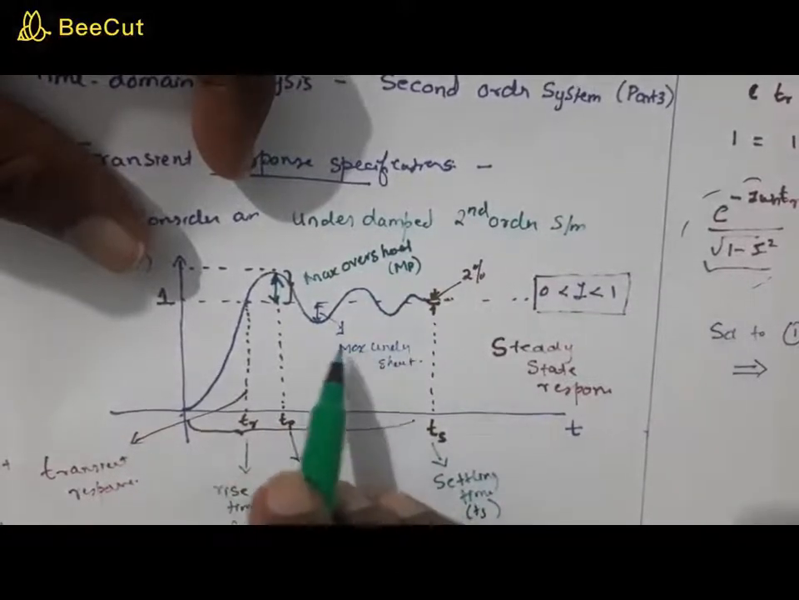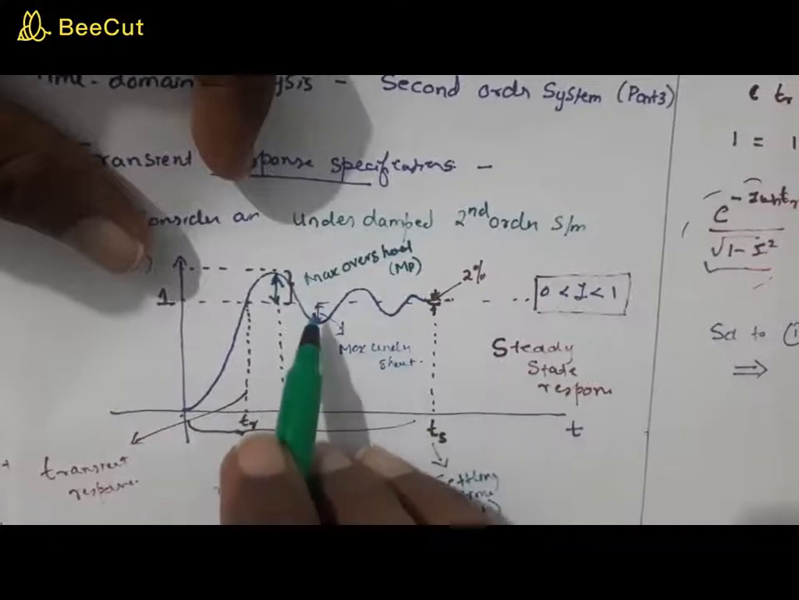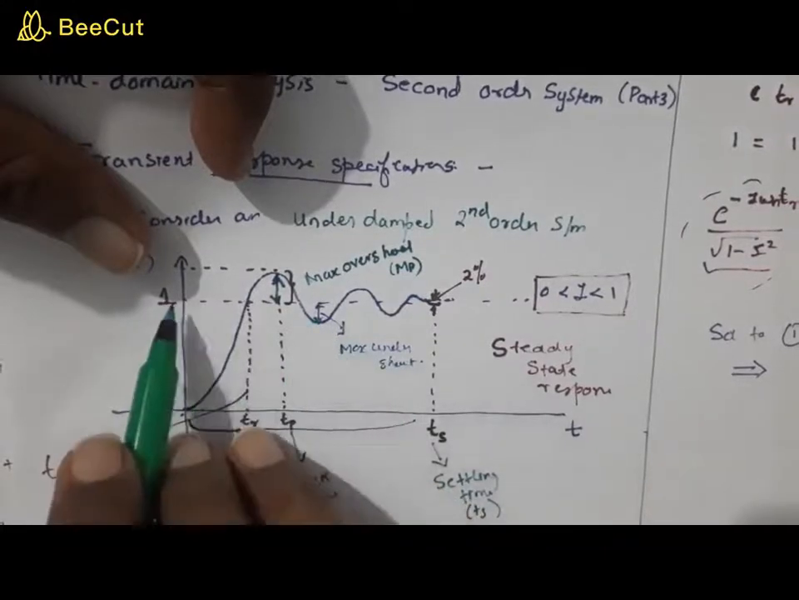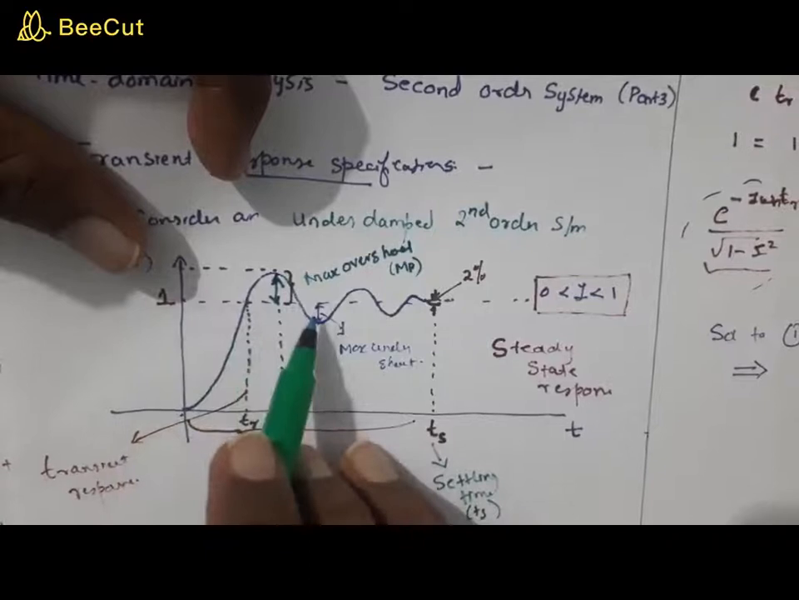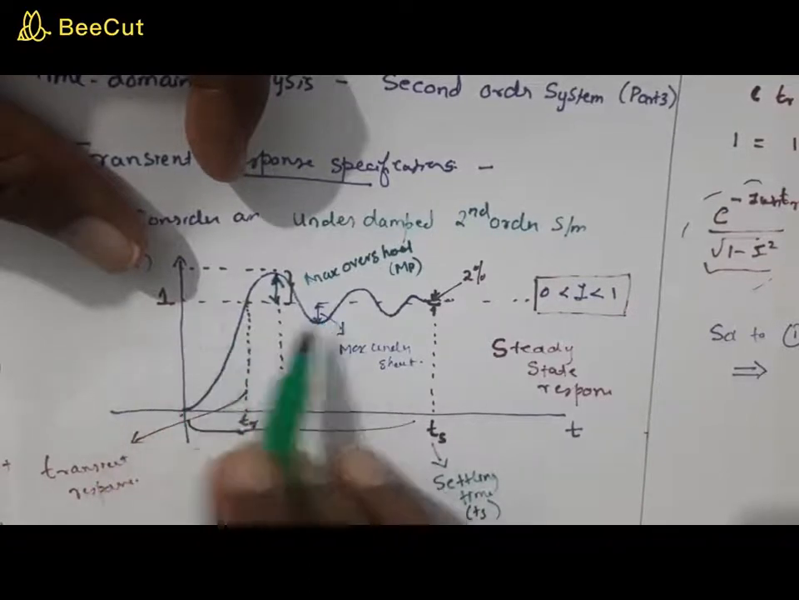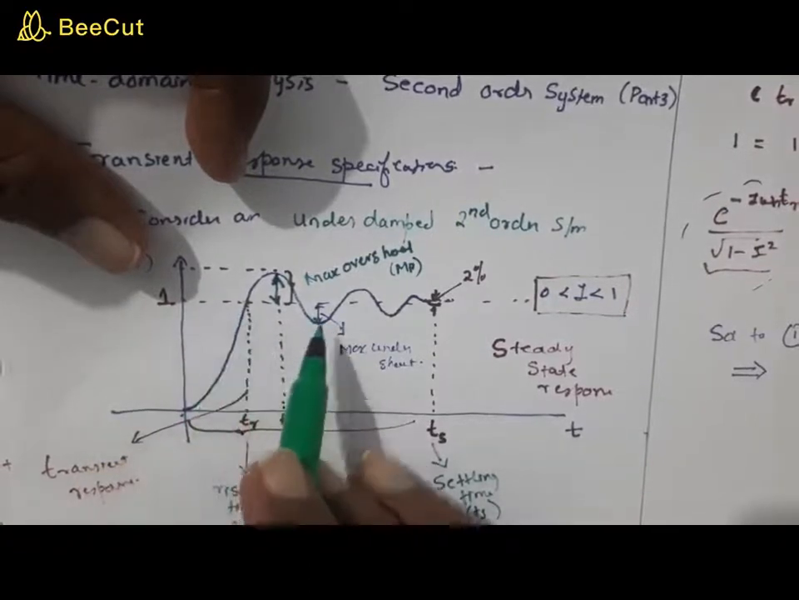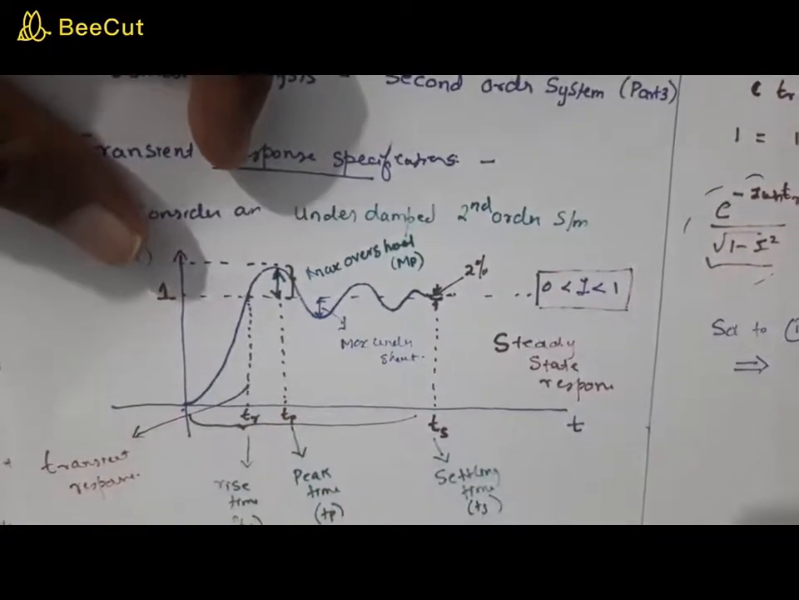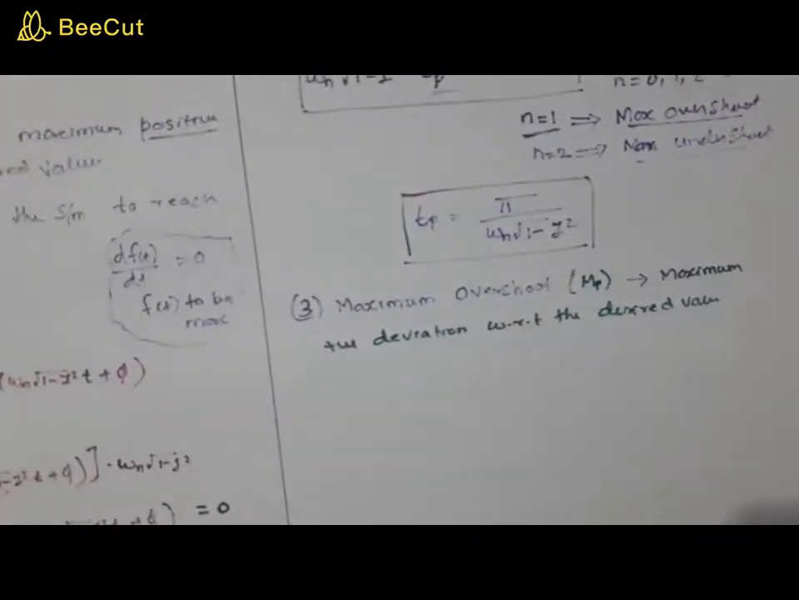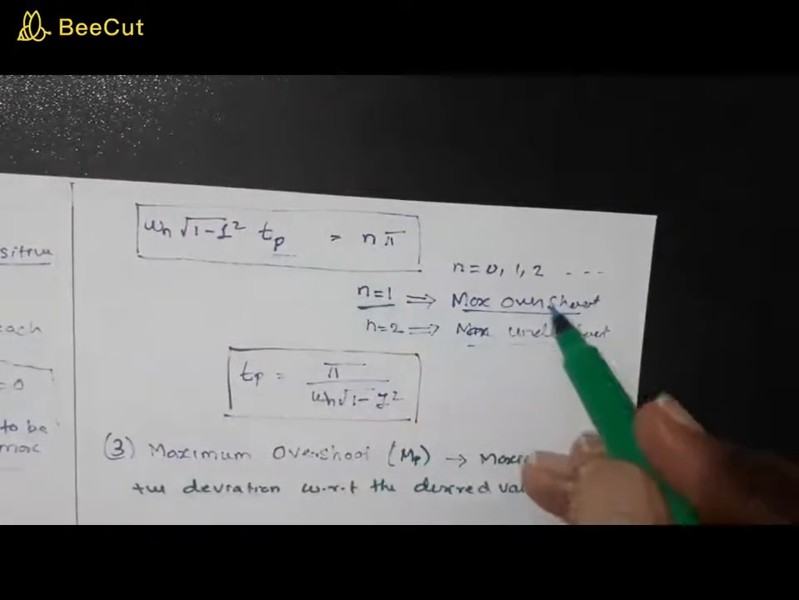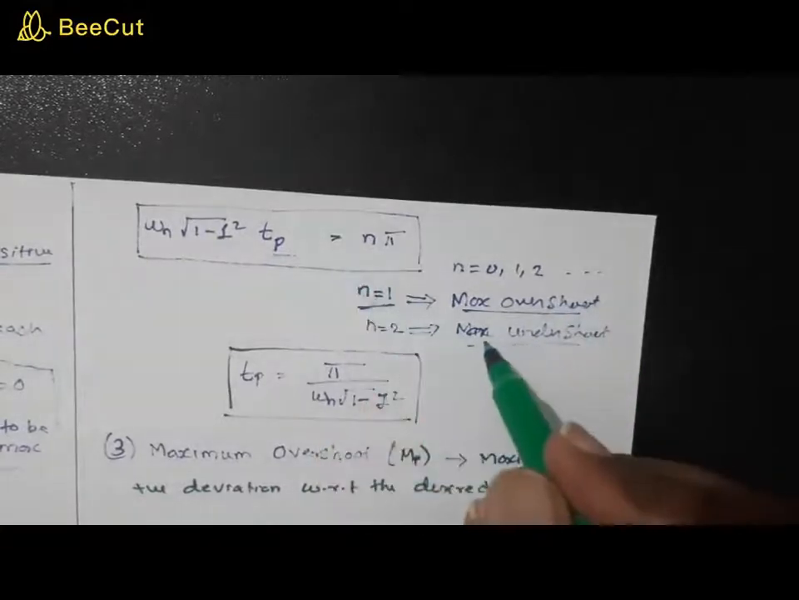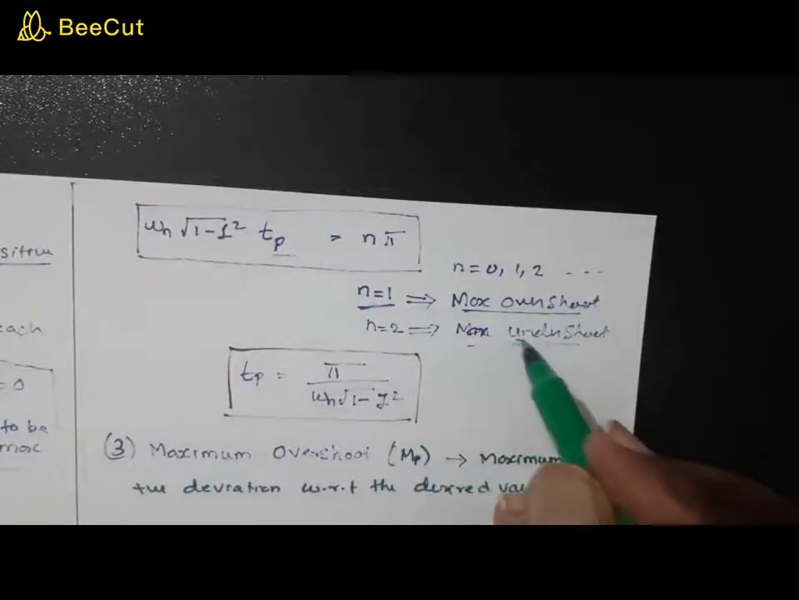And along with this you may take down the definition of maximum undershoot. It is the maximum negative deviation from the desired value, the maximum negative deviation after the rise time. So that is called a maximum undershoot. You must also be careful that when you put n is equal to 1, that refers to maximum overshoot. When n is equal to 2, you will get the maximum undershoot. Do remember these two terms, overshoot and undershoot.